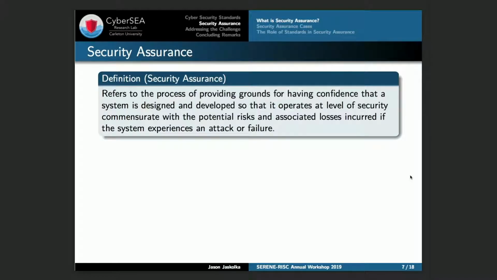So what I'm proposing is to think about how do we develop cybersecurity standards in the context of security assurance. So when I say security assurance, I'm really referring to those processes that are in place that give us the confidence that the systems we develop are designed in such a way that they have that level of security, that they're secure enough for the context that they are going to be operating in and for the associated risks and potential losses that would be incurred if that system is attacked or if there's some failure of that system.